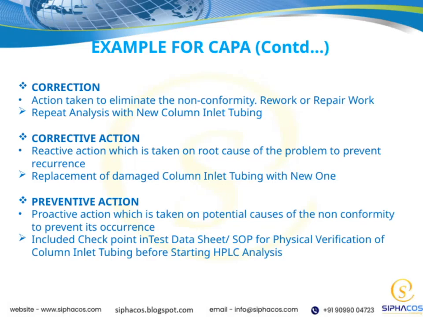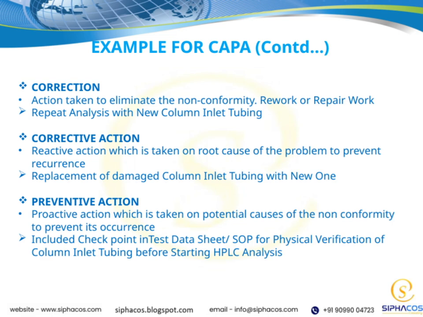First, we have the correction step. This involves taking action to eliminate the nonconformity. For example, if we identify an issue with the column inlet tubing, we might rework or repair it. In this case, we would perform a repeat analysis using the new column inlet tubing to ensure the problem is resolved.